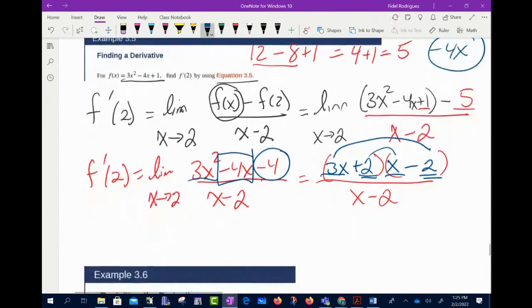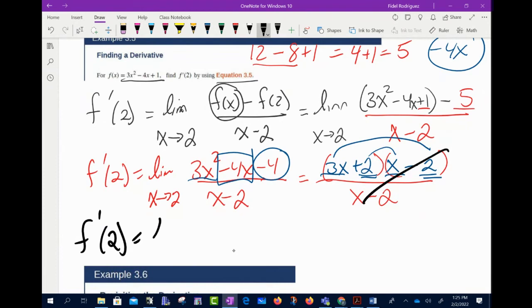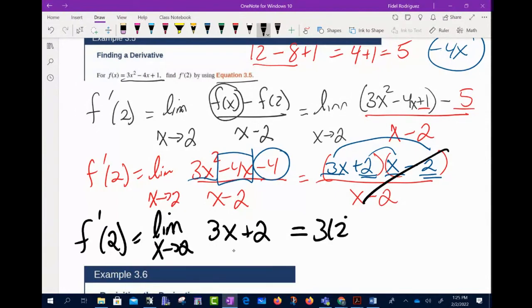All right, question. What's going to cancel out here? X minus 2. Stop, go away. F prime at 2 is equal to the limit as x approaches 2 of 3x plus 2. What is that limit going to be equal to now, y'all? When you plug in your limit. There you go. And there's your limit.